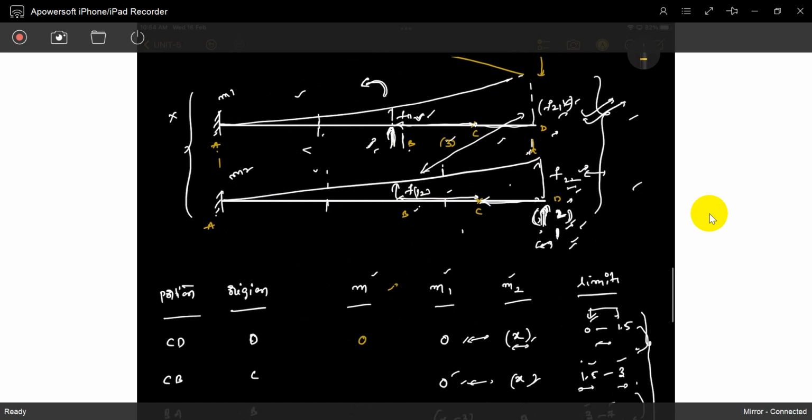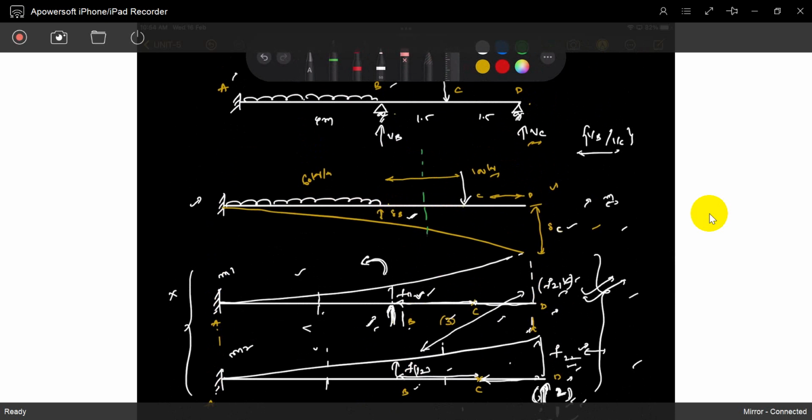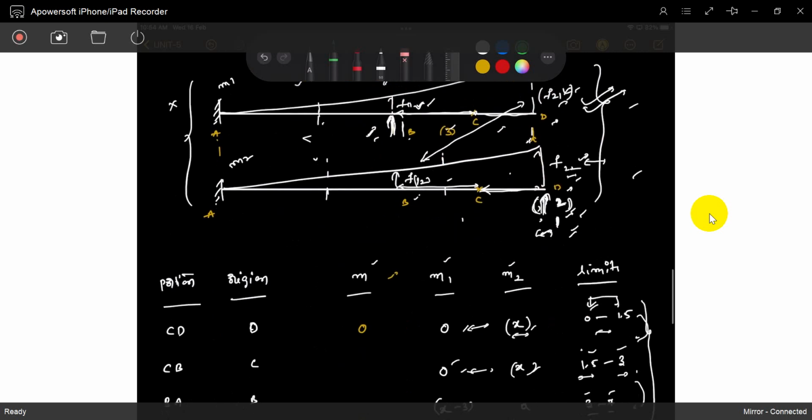It's zero. From this to this E portion, if you take this portion, what is the bending moment? If you take this as x, with this as origin, what is this bending moment? 100 into this distance. What is this distance? This is x minus 1.5. So this is the bending moment of 100 into x minus 1.5.